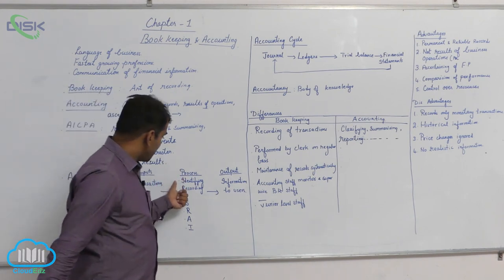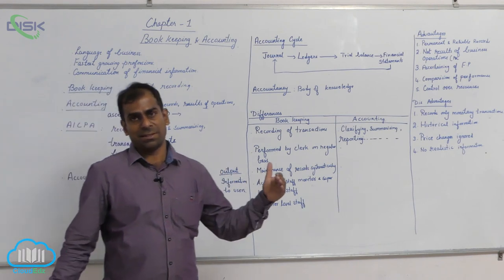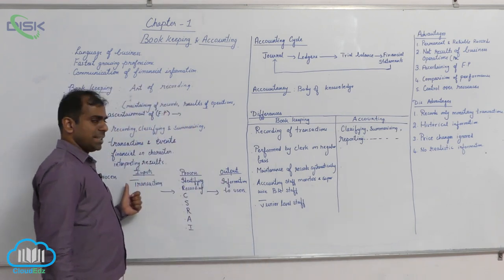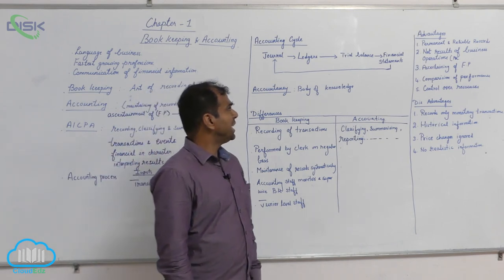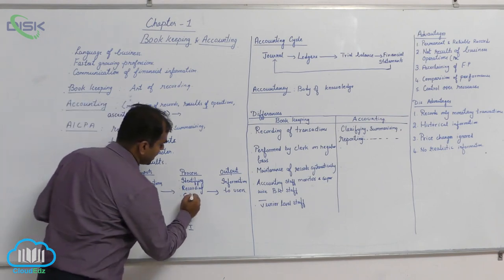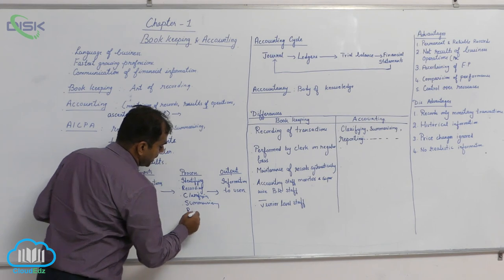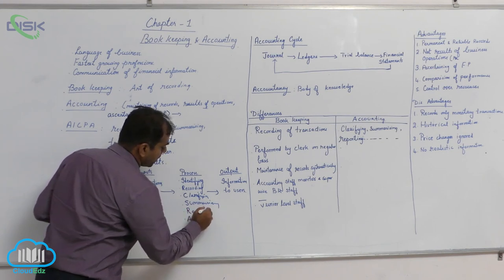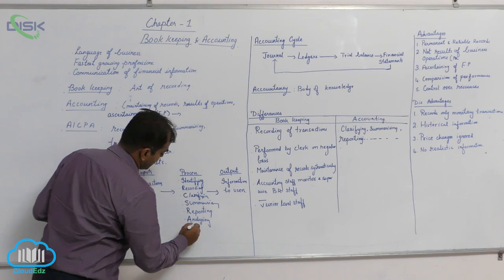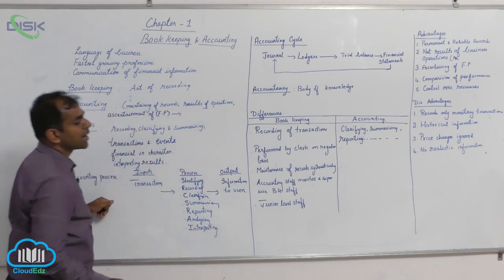Now, what is in the process? When we say process, there is a set of activities that are performed at different stages, usually in a sequential order. These accounting activities are: identifying, recording, classifying, summarizing, then reporting, then analyzing, then interpreting. Now let us discuss each of these activities individually.